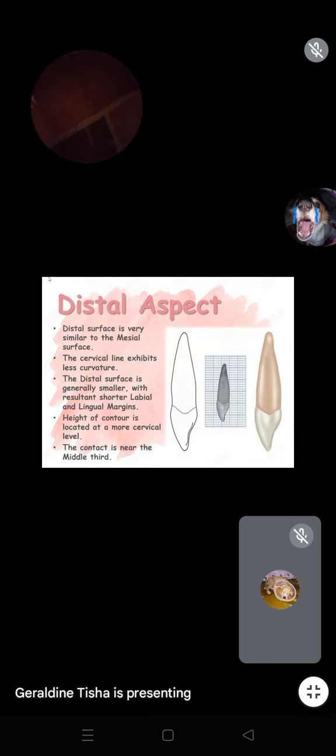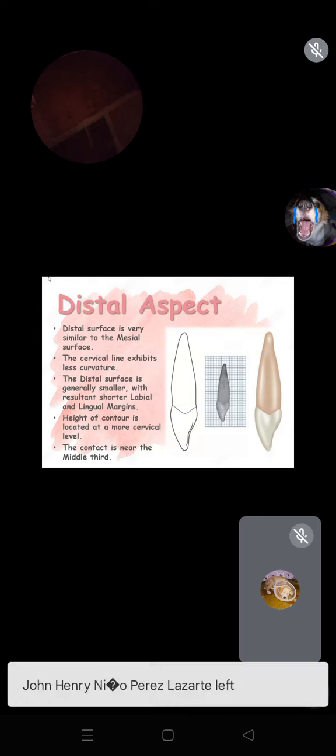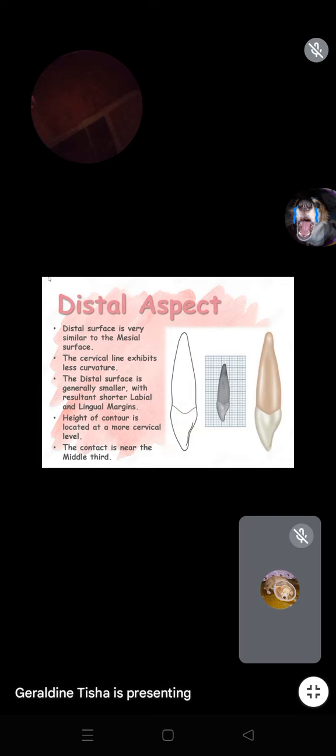And it's similar to the mesial surface except for the cervical line, contact area, concave area, marginal ridge, and the depression. Because in distal, the cervical area is less curved and the contact area is more cervical. Then the concave area is more pronounced and the marginal ridge is heavier and more irregular, and the depression on the root becomes grooved.